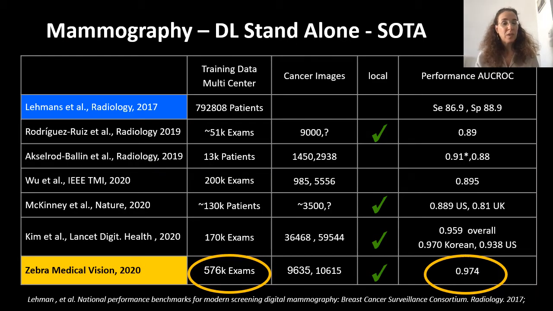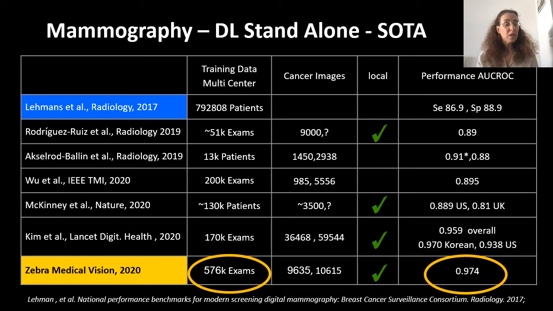What you can see here is a table listing some of the recent deep learning approaches that have been reported in literature in the last couple of years. The first line includes the Lehman et al. Radiology 2017 paper, which is a study that was performed on a large data set of patients in the US, and you can see the performance of the radiologists that I mentioned earlier for sensitivity and specificity. The rest of the rows correspond to automatic approaches that have been developed in these last 2 years.